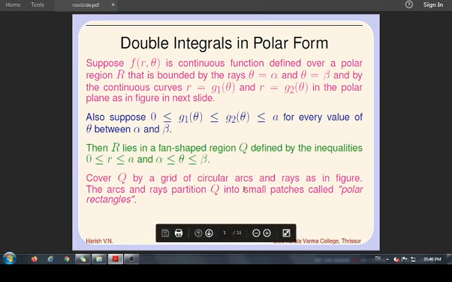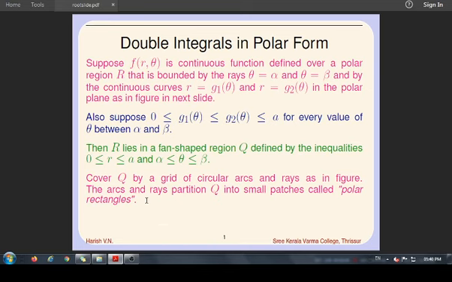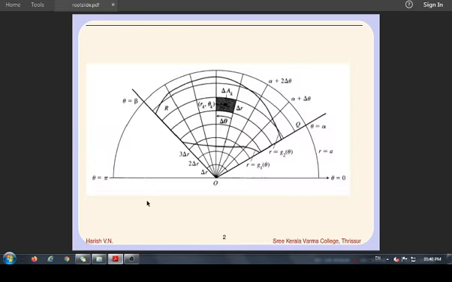So we cover Q by a grid of circular arcs and rays as in the figure, and the arcs and rays partition Q into small patches called polar rectangles. So this is what we have done so far. Now what I do is I take such a typical polar rectangle, then take the midpoint. So let r_k, theta_k be the midpoint of the kth polar rectangle A_k.